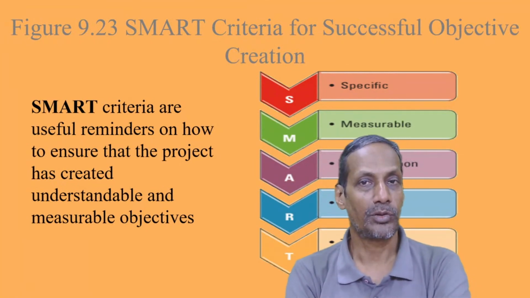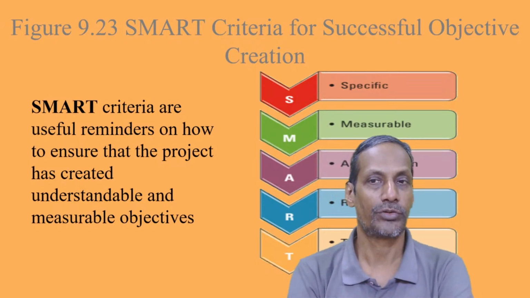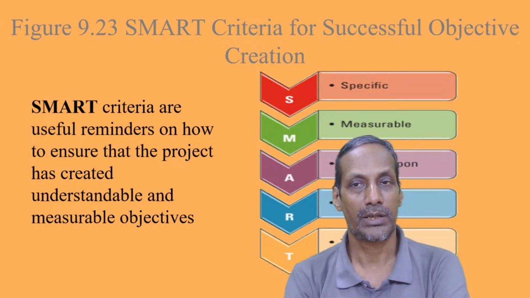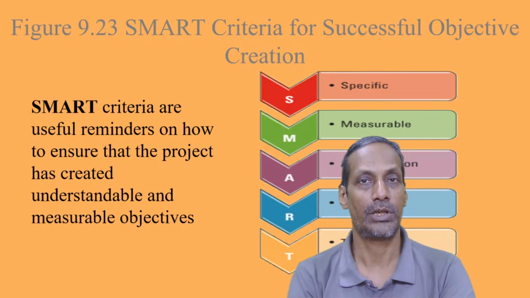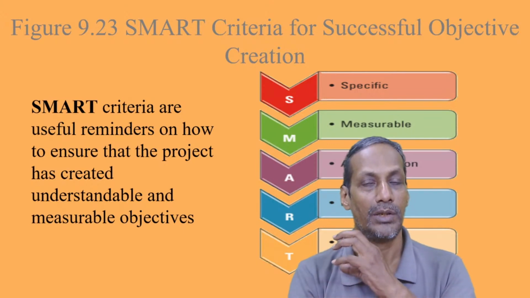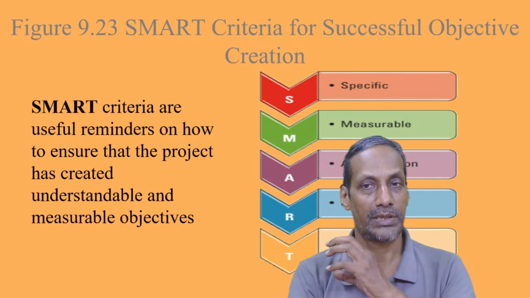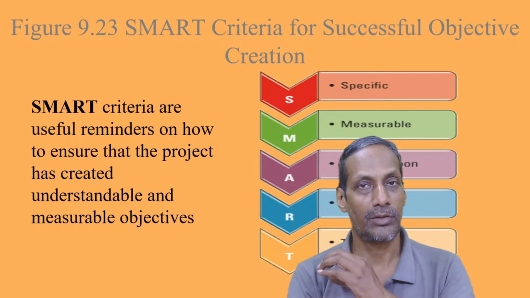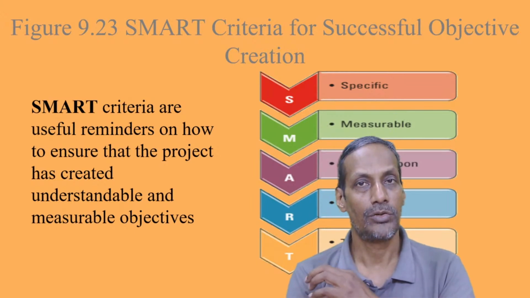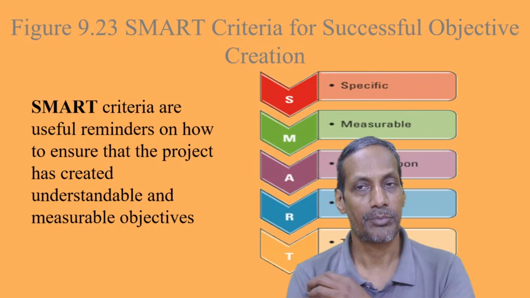For successful objective creation, you need to use SMART. That means when you are coming up with a new software solution or AI solution, you need to be specific. Your project needs to be measurable. You need to follow agreed upon procedures. You need to be realistic, and the project has to be completed within the time frame.